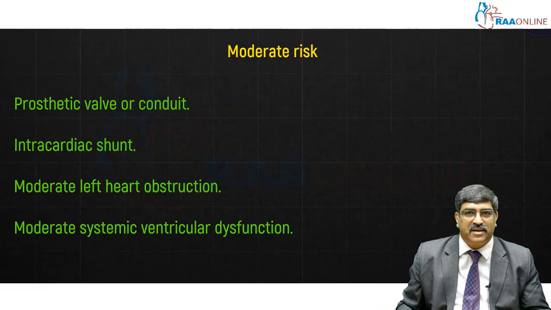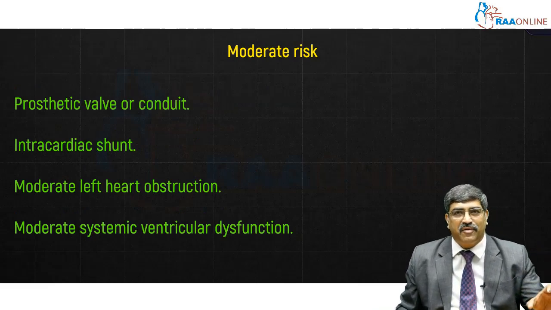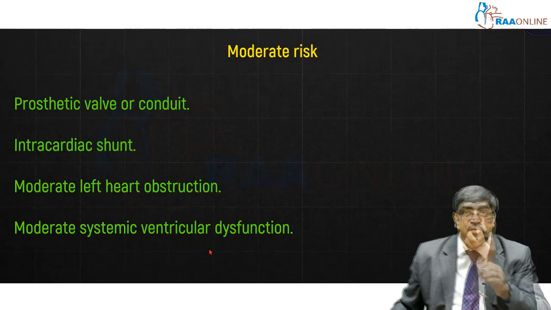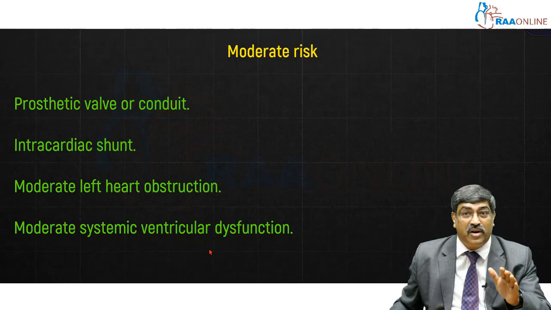Coming to moderate risk, where you place a prosthetic valve or conduit, an intracardiac shunt, moderate left heart obstruction and moderate systemic ventricular dysfunction. There is highest, high and moderate risk. There is no low risk category.